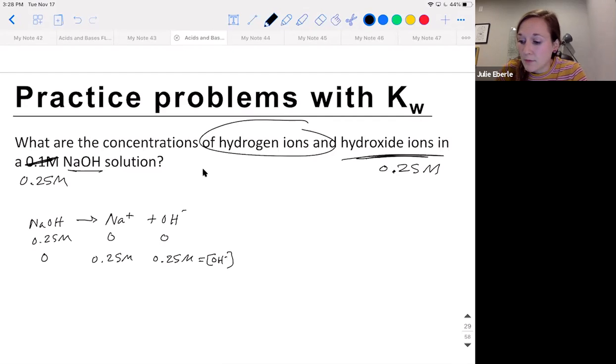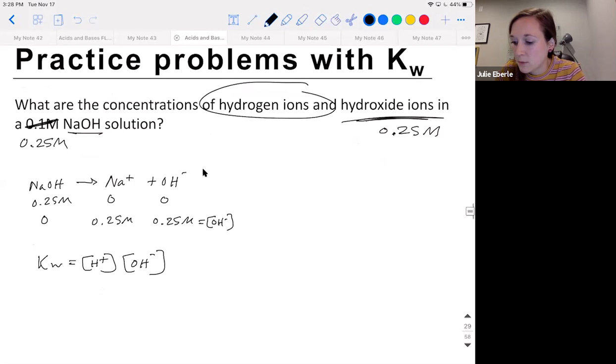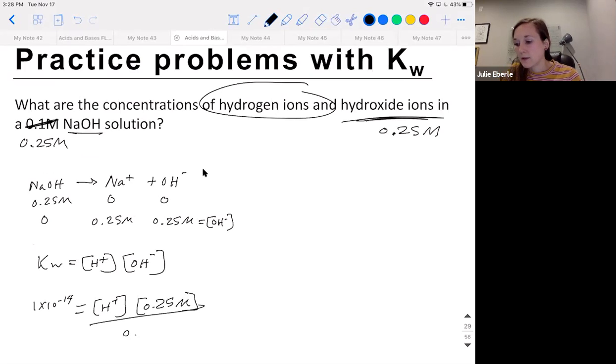Now we just use Kw. Kw equals the concentration of H plus or H3O plus. Remember, you can write it either way. And OH minus. So now we're just going to plug our numbers in. 1 times 10 to the negative 14 equals H plus times 0.25 molar. And we will just cross divide. Boom. What do y'all get?